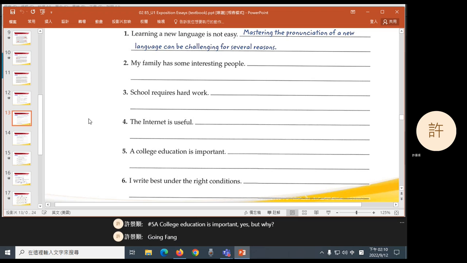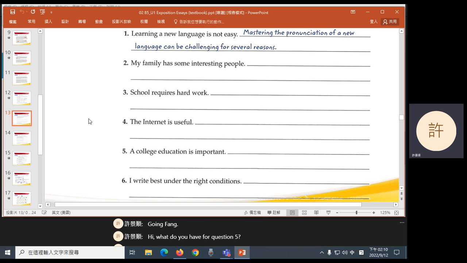Guan Yufang. Hi, what do you have for question five? So instead of just a college education is important, your classmate says, we can learn many things in college that will be useful in the workplace and so could be important for our future. So not just college education, but what you learn. And not just important, but important for our work in the future. Good. That's a good detailed thesis statement.